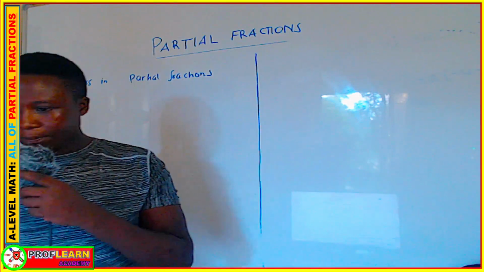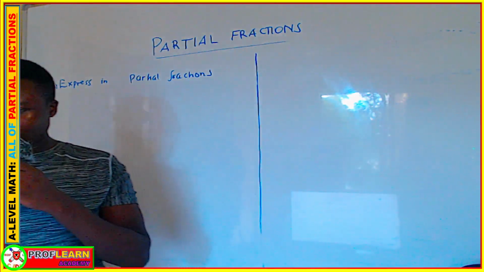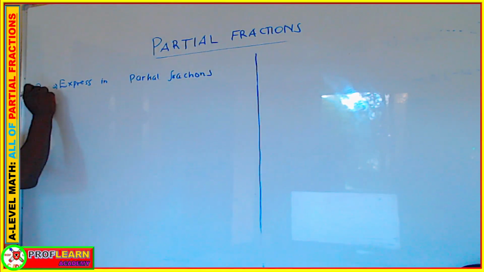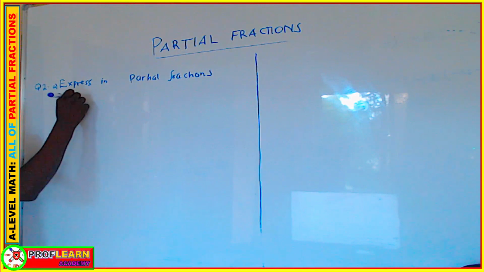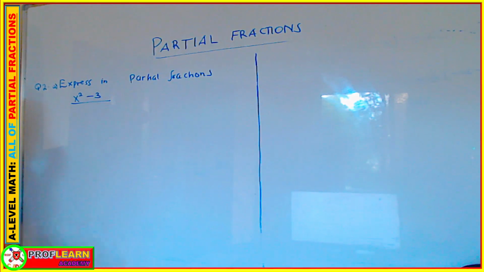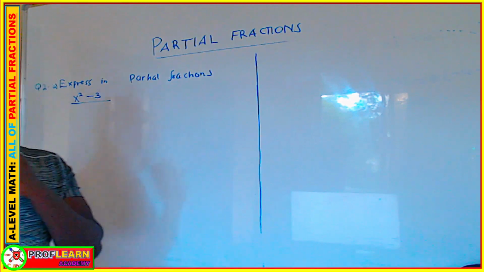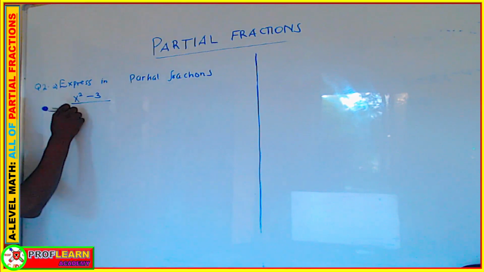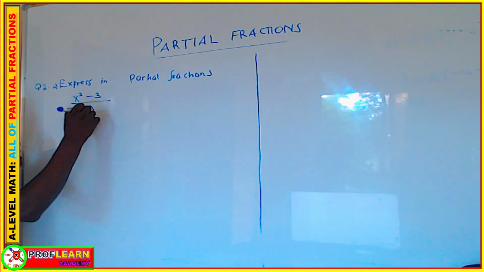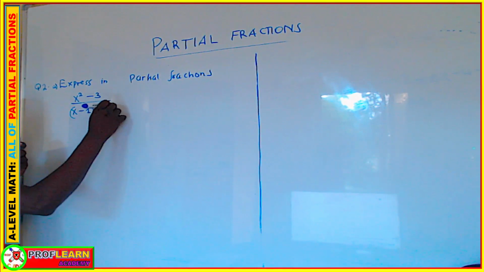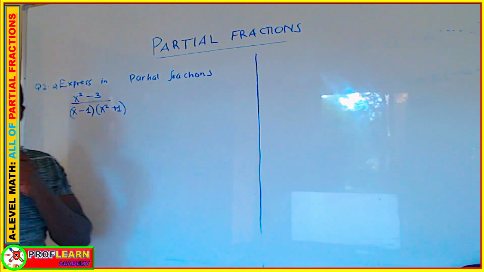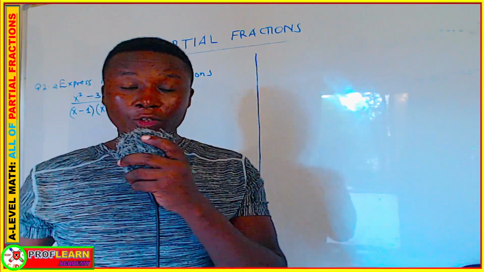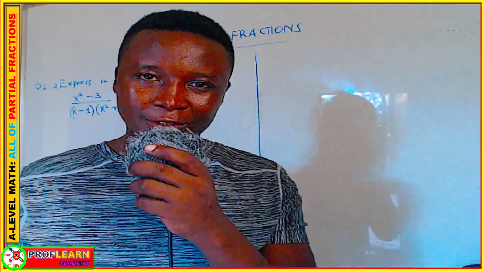You are told to express in partial fractions (x squared minus 3) over (x minus 1)(x squared plus 1). This is actually question 2. This is another form of question that you may be given in order to express as partial fractions.